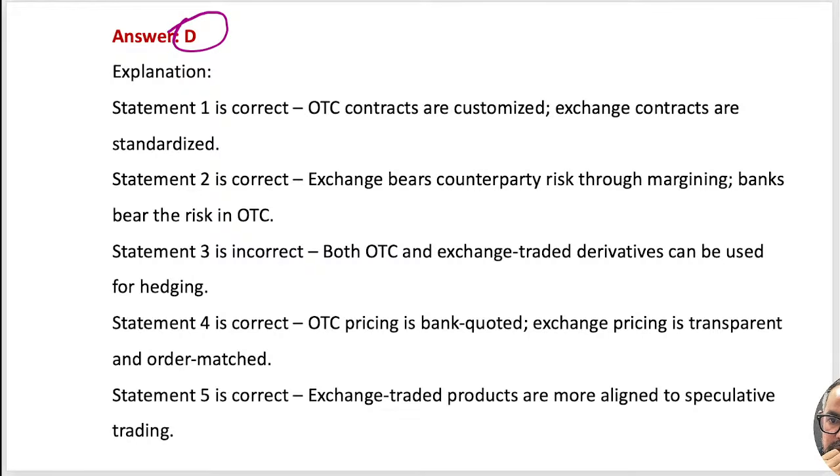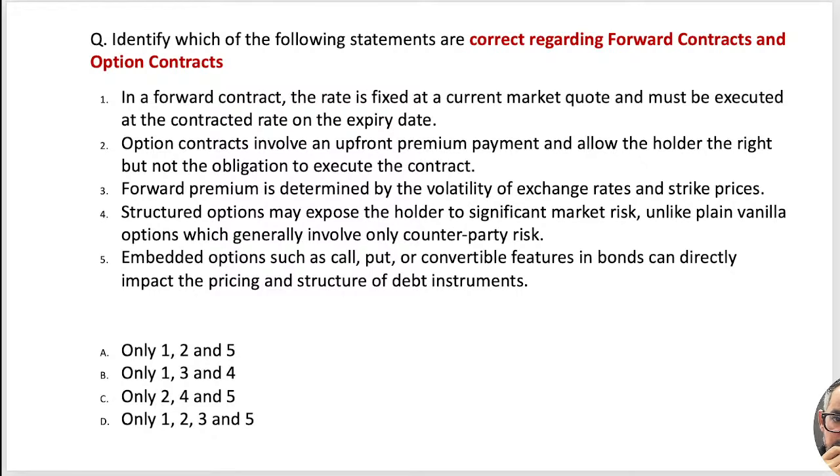Forward and options. Okay, go for this. Some statements are repeated. In a forward contract, the rate is fixed at the current market quote and must be executed at the contracted rate on the expiry date. So this was the statement. Yes, they are fixed. It can be any other rate also, but this rate is fine.